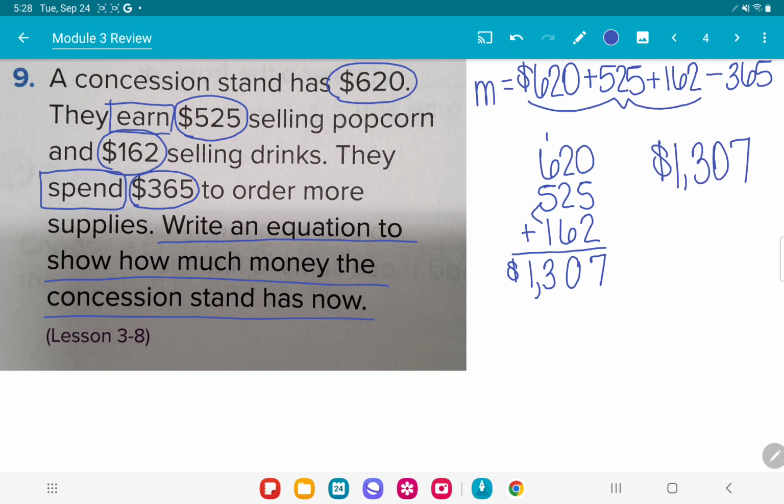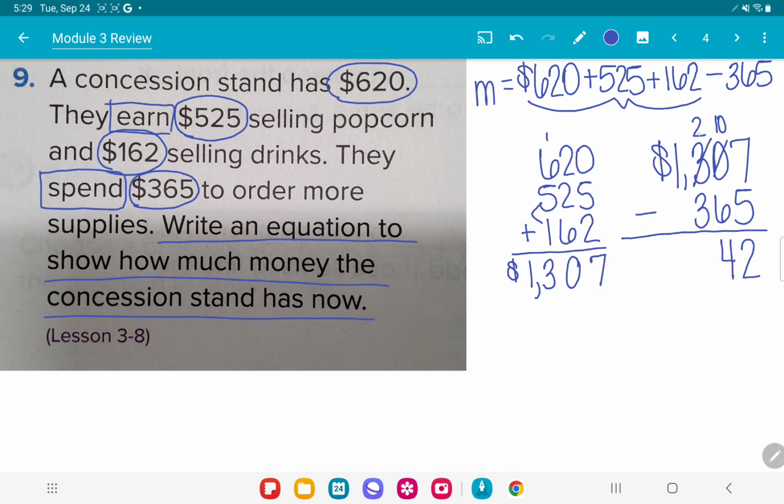Then we know they spent $365 to buy more supplies. So we're going to take that amount away. 7 minus 5 is 2. Move to my tens place. 0 minus 6. If I have 0, I cannot take 6 away. I'm going to take one of my hundreds. That leaves me with 2. 100 has the same value as 10 tens. 10 minus 6 is 4.